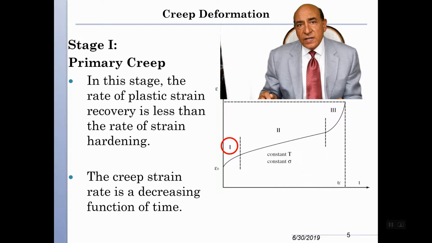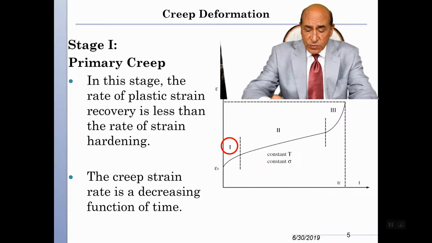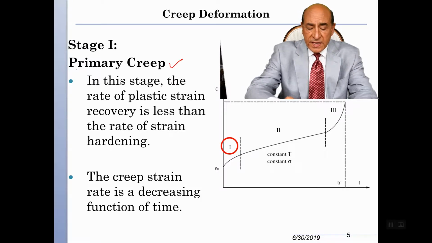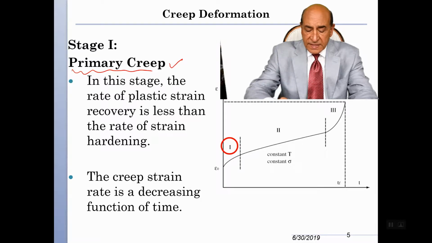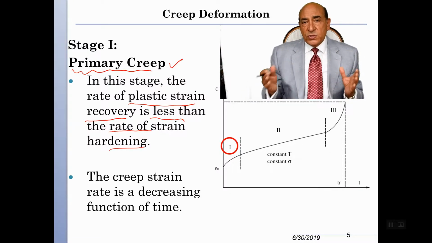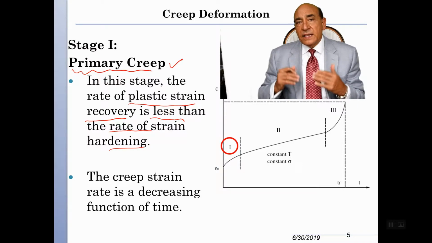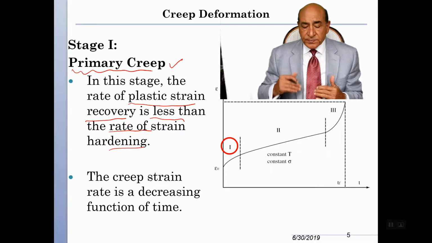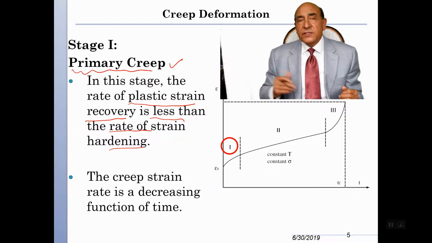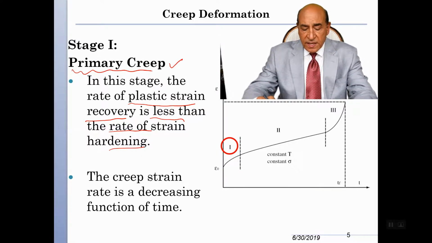So let's see stage by stage. Stage 1 we call primary creep, and during primary creep, the plastic strain recovery rate is less than the rate of strain hardening. So we have two opposing rates that the material has. One is recovery, where the dislocations start to annihilate one another and the material gets weaker. And the other one is strain hardening, where the dislocations multiply and the material tries to become stronger. To the extent one rate or the other dominates, that determines the strain rate. So in this case, the plastic strain recovery rate is smaller than the rate of strain hardening.